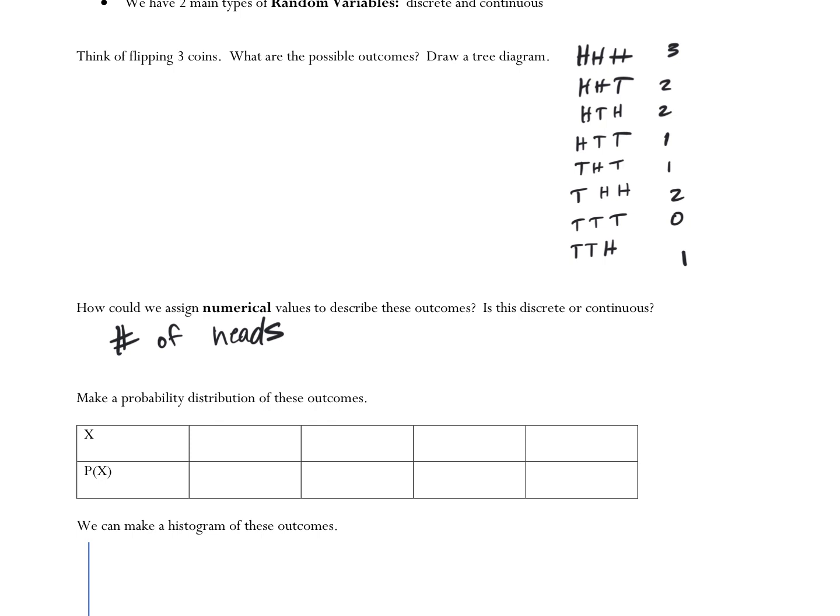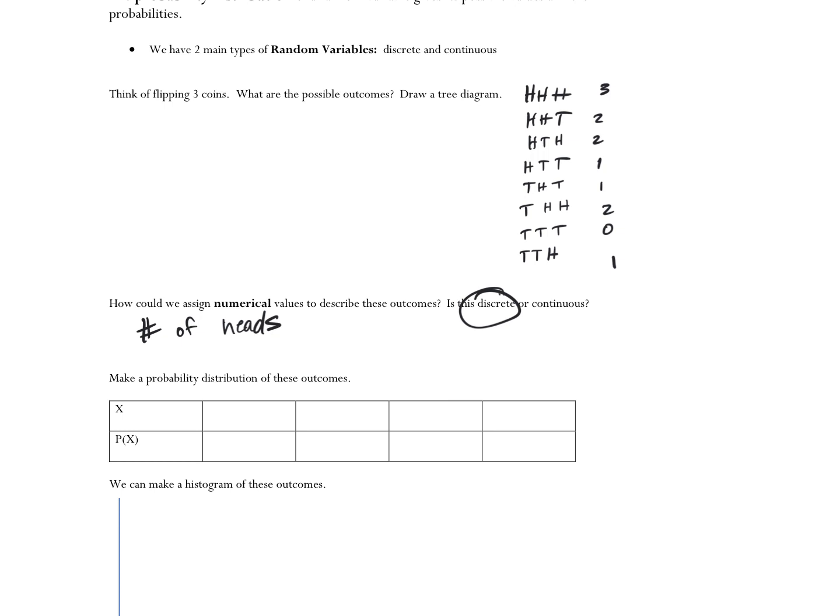Is this good? So when we look at this particular variable, the number of heads when we flip these 3 coins, is that continuous or discrete? Discrete. It is discrete. I know that because I can't have 2.5 heads. I either have 2 heads or I have 3 heads, but there exists an in-between space that I cannot equal. Okay? Cool. All right.